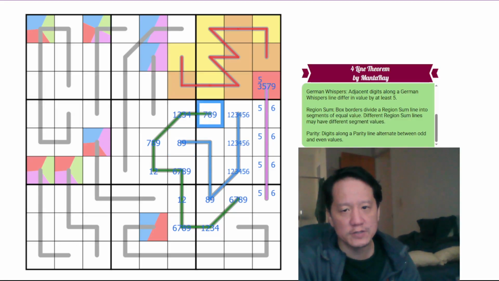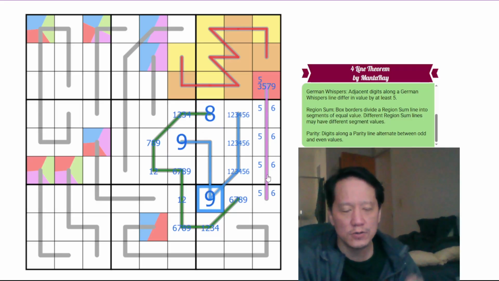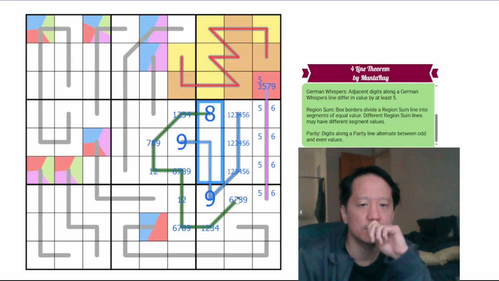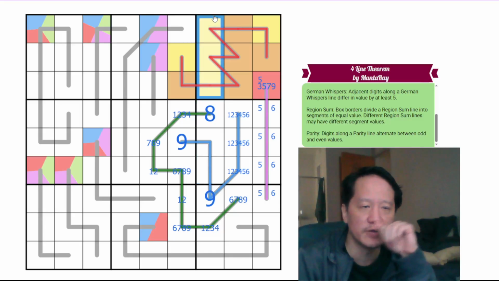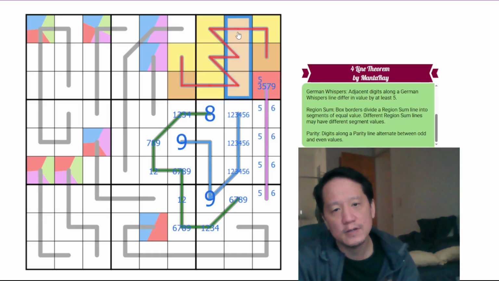So this can't be 6. Can it be 8? Probably not, right? That forces, again, 9, 9 here. This is 8. This is 9. We have 2 evens here. Right, one of these is even. This is even, so this cannot be 3 evens. This would be odd, so these would be even. So we have 2, 4, 6, 8 here, and this would be 2, 4, 6, 8.